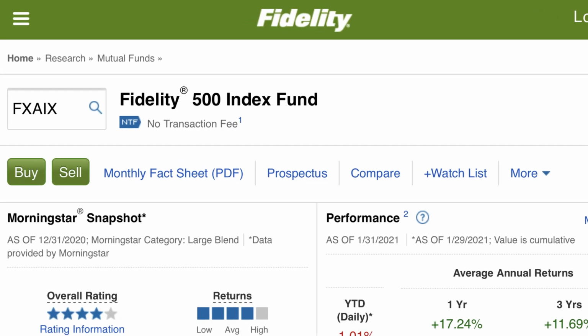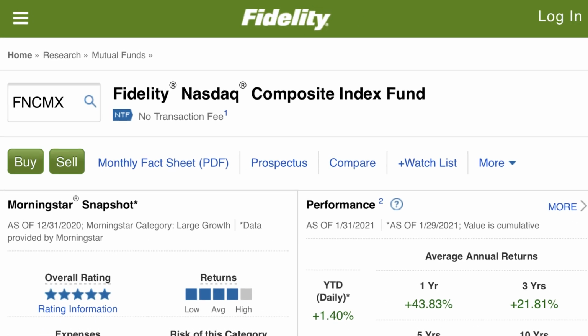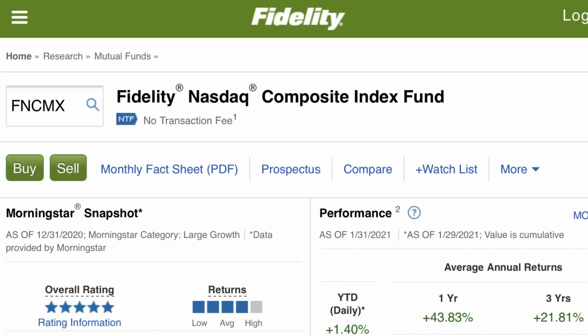So you've already decided that you want to own Fidelity index funds, and you've decided you want to own a single Fidelity index fund that covers the vast majority of the stock market, or perhaps even the entire stock market. But then you're thinking to yourself, should I own the Fidelity S&P 500 index fund? Should I own the Fidelity Total Stock Market Index Fund? Or perhaps the Fidelity Nasdaq Composite Index Fund?